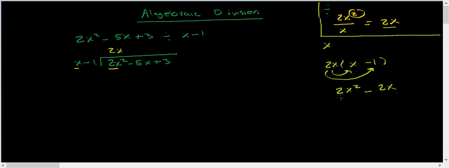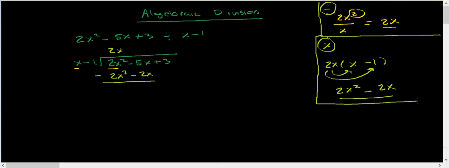What you do then is take this answer and write it underneath the larger expression. So it's going to be 2x squared minus 2x. And what you're doing then is subtracting these from each other. So then we go into the next phase, which is known as the subtraction phase. This is the multiplication phase, the one before was the division phase, and now we need to move down into the subtraction phase.